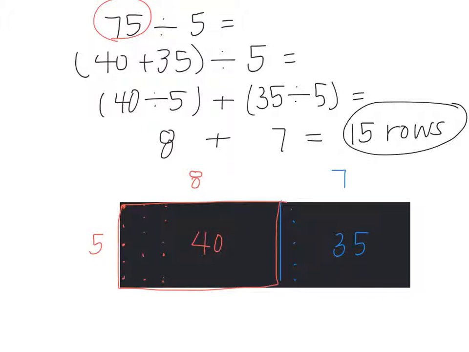7 more. Okay, so does this picture also help you show 75 divided by 5? Yeah. Very good. So again, another way to show division is by making an area. This is called an area model. Okay.